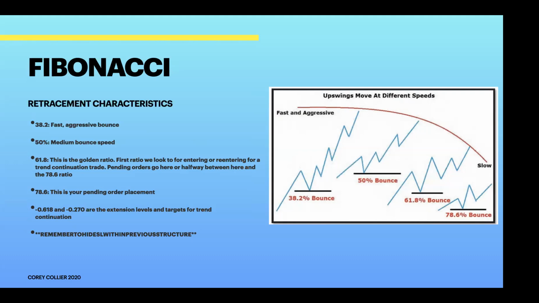50% retracement produces a medium bounce speed. And a 618, which is, again, guys, a golden ratio. That's the first ratio that we actually look for entering or re-entering for a trend continuation trade. Again, pending orders go here or halfway between here and the 786 ratio. The 786 is where you put your pending orders if you want to try to get like wick entries. All right. And then again, the 618 and the 270, guys, are the extension levels and targets for the trend to continue. So let me start to put this together with you guys, okay?